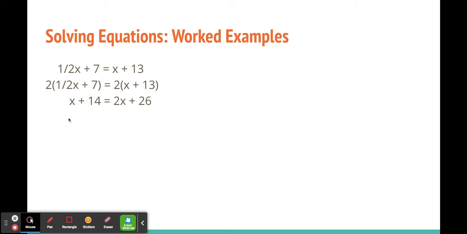This is a nice option if you don't like dealing with fractions, to work on eliminating your fractions early on when solving your equation. After that, I chose to subtract x from both sides. I could have also subtracted 2x, subtracted 14, or subtracted 26. That leaves me with 14 equals x plus 26.